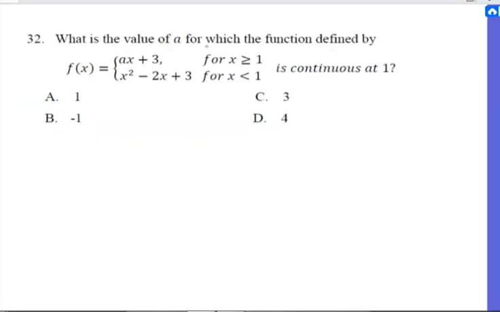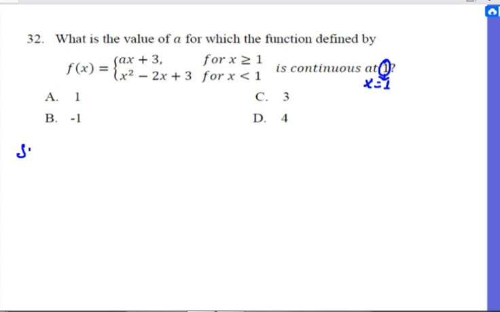What is the value of a for which the function defined by f of x equals x plus 3 and x squared minus 2x plus 3 for different x values is continuous? So here we are asking for the value of a for which this function becomes continuous at x equals 1. Okay, this is at x equals 1.